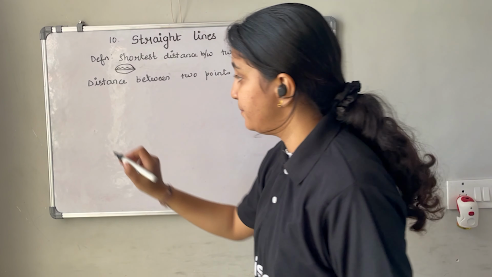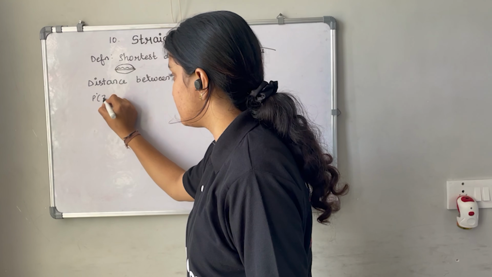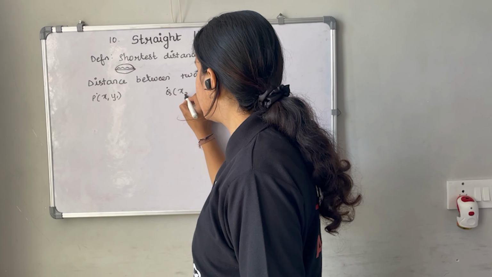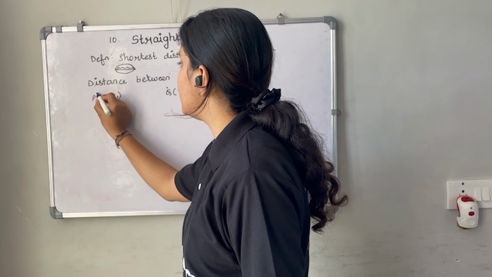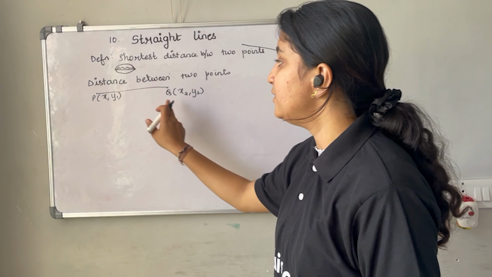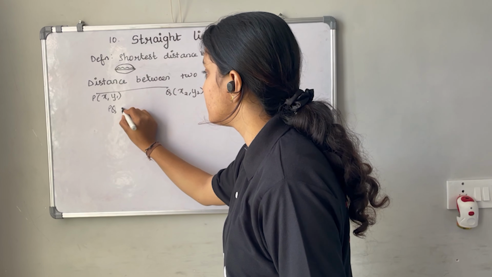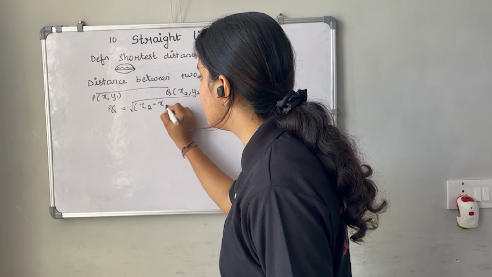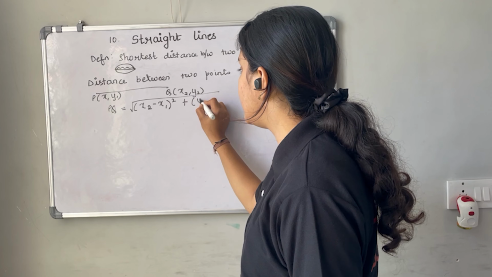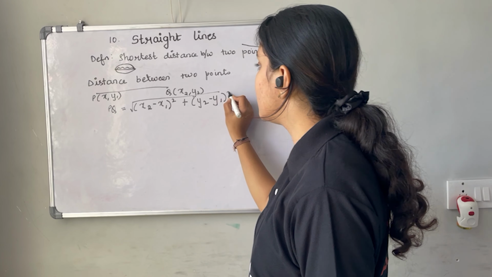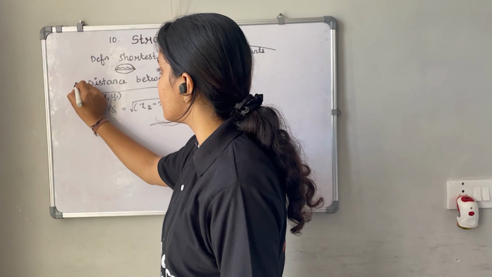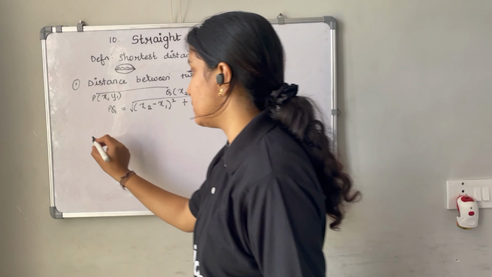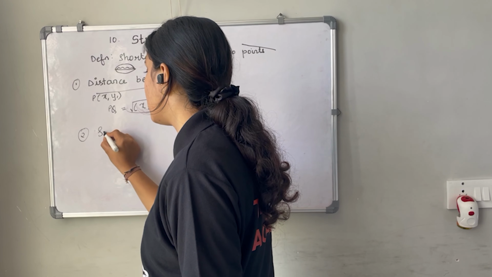If you have a point P which is x1, y1, and a point Q which is x2, y2, then the distance from P to Q is given by the root of (x2 minus x1) the whole square plus (y2 minus y1) the whole square. This is our first concept, that is the distance between 2 points. Now the second concept, that is the section formula.